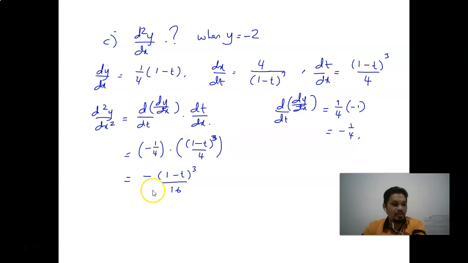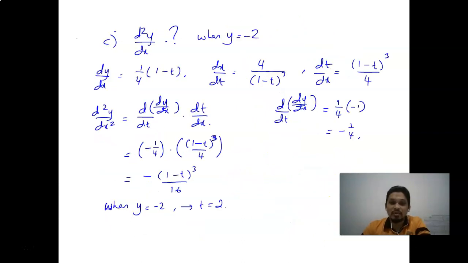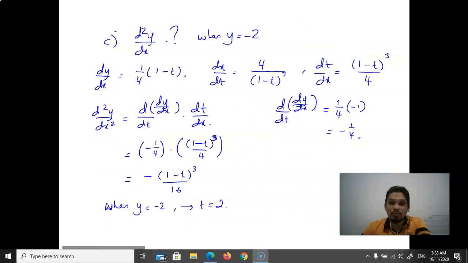Okay, so the question was to find the second derivative of y with respect to x when y equals negative 2. We have proved just now that when y equals negative 2, then t equals 2. You still remember this? When y equals negative 2, substitute here, then we get t equals 2. Then substitute the value of t equals 2 into the equation here.